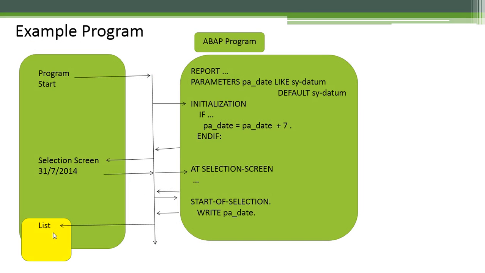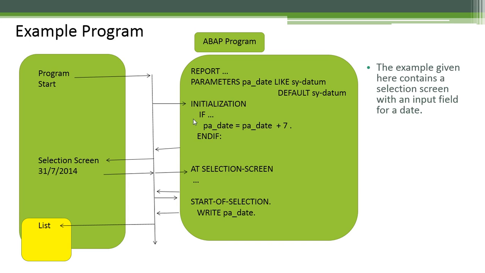For example, we have this program. So first, the program starts. The report first starts with the PARAMETERS statement with the pa_date variable like sy-datum, with the default value sy-datum, or today's date, the system date. Then the initialization event is triggered. So inside you can write an ABAP statement.